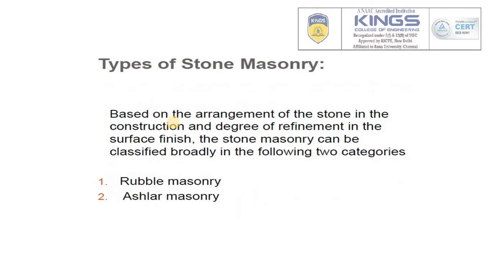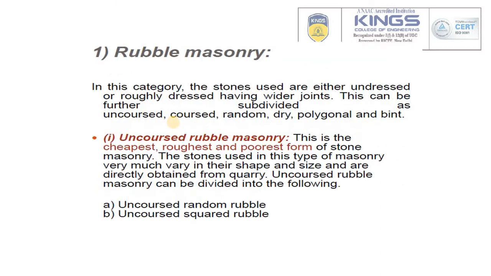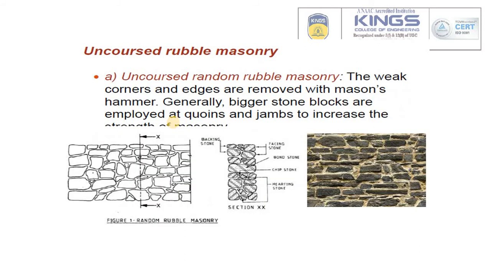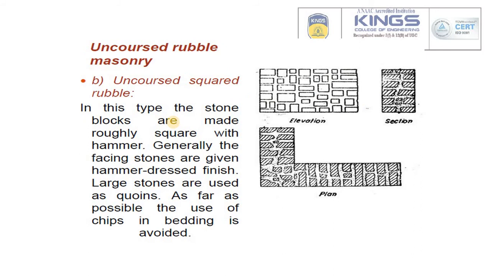Types. Depending upon the arrangement of the stones, we categorize stone masonry into two types: rubble masonry and ashlar masonry. Regarding rubble masonry, we have a lot of types. The first one is uncoursed rubble masonry. In this, we can see the arrangement of stones in random structures with the help of mortar. Likewise, uncoursed squared rubble is a square-shaped rubble. We have to arrange the stones like a squared rubble masonry, so the application of mortar must be large.